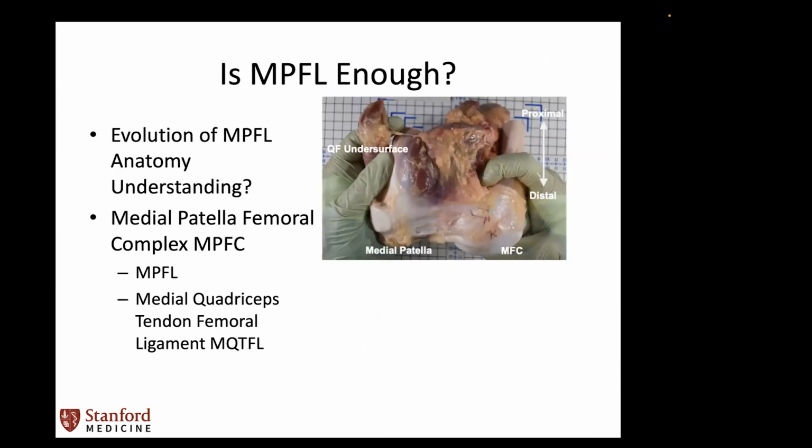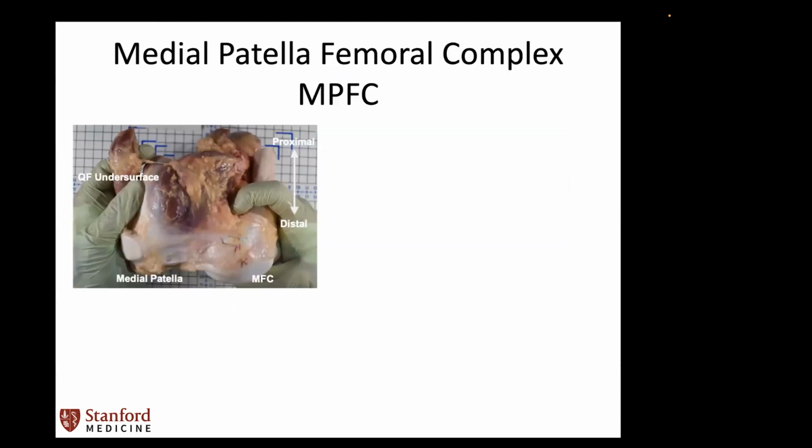So is the MPFL enough? For those of you who follow this, up until about 5 years ago, most of the discussion about patella instability from about 2000 on was the MPFL. Well, Thorkelson and some other people said, well, it's more than the MPFL. There's also this whole medial patellofemoral complex, which is the MPFL, but also the MQTFL, the medial quadriceps tendon femoral ligament. And so here's some anatomy here.